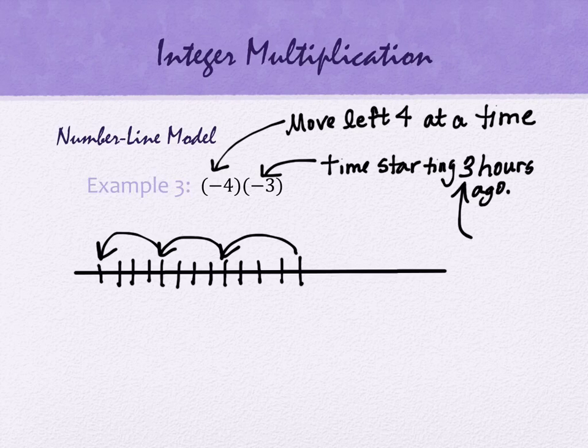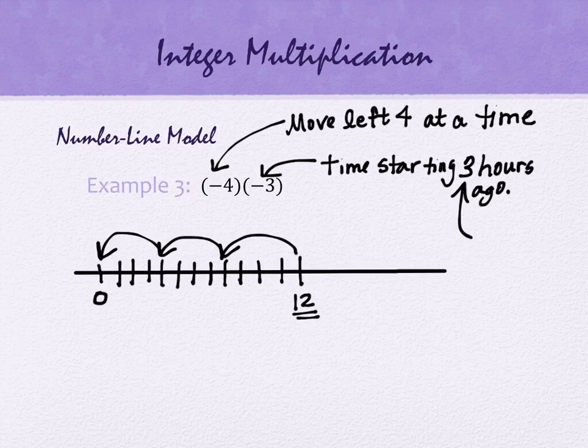So the 3 hours is kind of like acting like we're doing this move 4 times an hour for 3 hours is the idea. Okay, so here's the kicker. Wherever we end up is 0. And wherever we started is our answer. So we started at 12, 3 hours ago, and we moved left 4 at a time, 3 separate times.